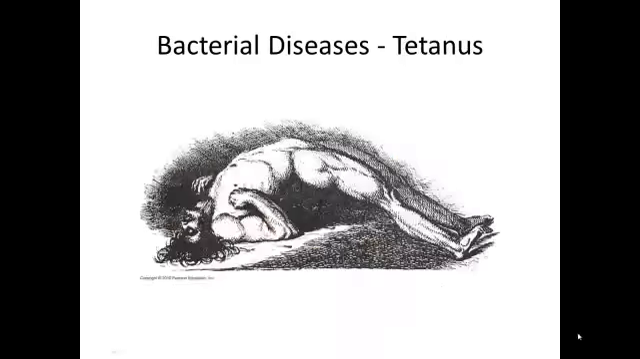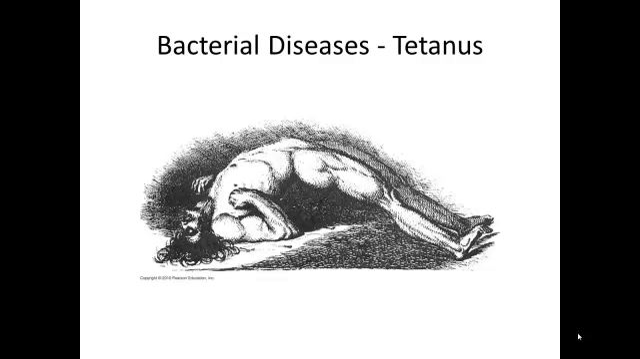Tetanus used to be a terror. Also known as lockjaw, tetanus is caused by Clostridium tetani. It's a gram-positive obligate anaerobe that if you get the endospores into the deep tissue, they get in, replicate, produce toxins that cause clenching of the muscles.